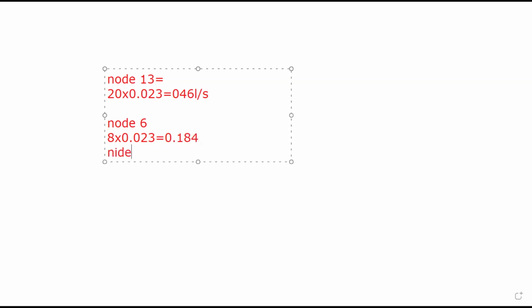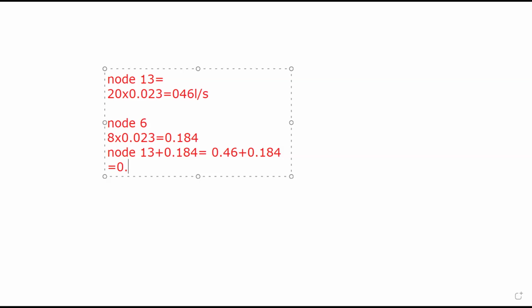However, node 6 is node 6 or node 13 plus 0.184, which will now give you what? 0.46 plus 0.184. Did you see this? 0.65, 0.64.